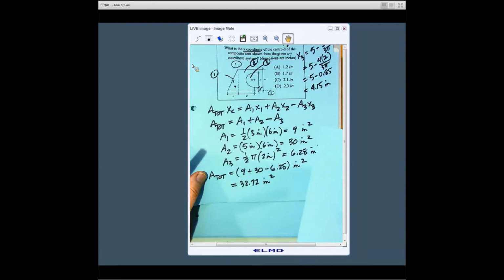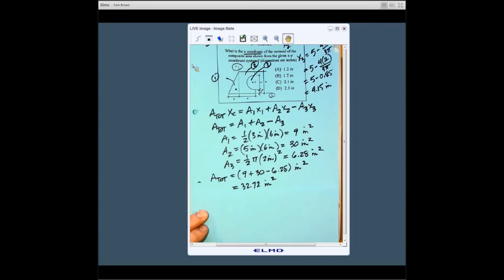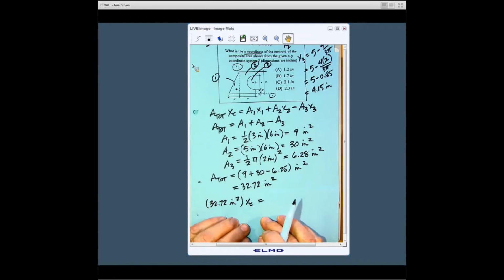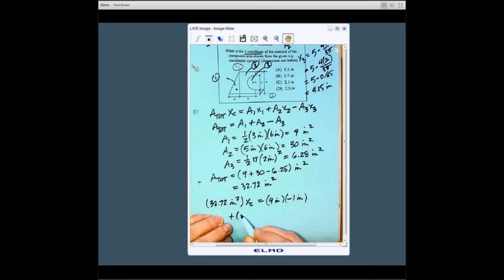I'll put that up there like that. So we get this on here. So therefore what we have is 32.72 inches squared times xc is going to be A1 X1. Its area was 9, so we've got 9 inches squared times minus 1 inch. So that term is going to be negative. Then plus the rectangle, 30 inches squared times its location, which is 2.5, so it'll be positive. And then we've got minus 6.28 inches squared times its location, 4.15 inches.